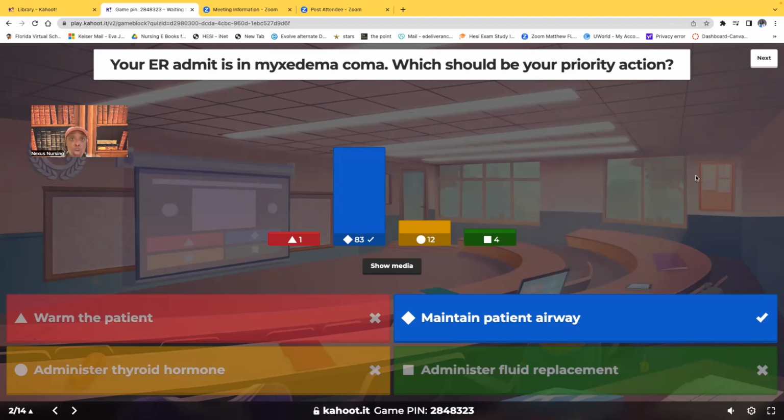Now, when you're thinking of myxedema coma, I want you to think of hypo, as in down, hypothyroidism on crack. Hypothyroidism times 1,000. This is a medical emergency, right? This patient is in danger. Think about everything that happens during hypothyroidism, except much, much, much worse. So heart rate, down. Blood pressure, down. Cognition, down. Respirations, down. That's right. So our main objective, our priority before anything else, we've got to make sure we keep our patient alive. Everything can come later. So yes, maintain patient airway. Very good, guys.